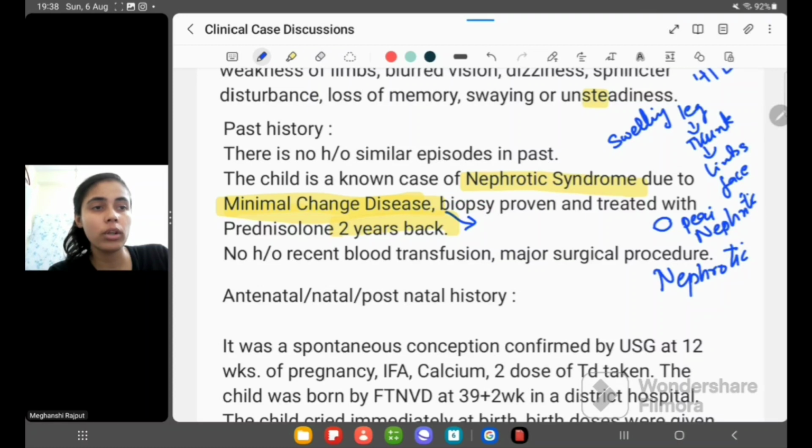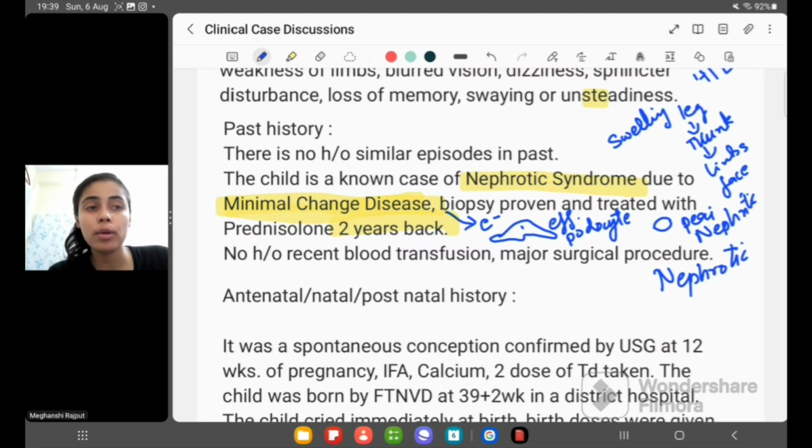On electron microscopy only, we can see the effacement of the podocytes. So the podocytes are effaced, and that's why there is proteinuria. The protein is being lost, resulting in an osmotic imbalance, and fluid has been retained, which leads to swelling. So it is to be biopsy proven. This is minimal change disease.